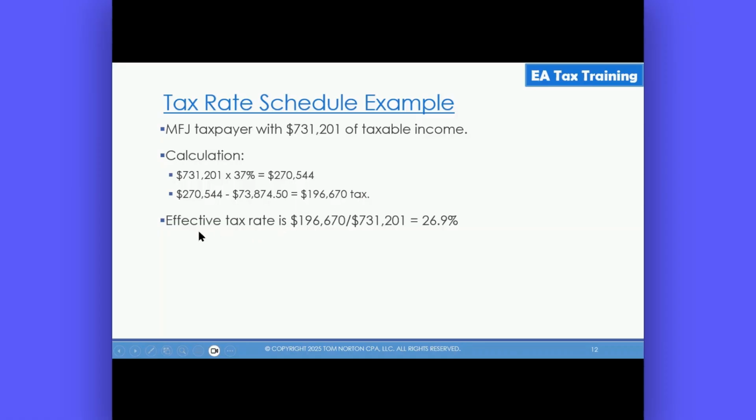We can then compute what we call their effective tax rate. So how much tax did they pay compared to their taxable income? You just divide one by the other. That is going to leave us with 26.9%. Again, if our client who misunderstands tax brackets was correct, this should be 37%, but it's not. It's closer to 27% because those lower amounts of income were taxed at lower tax brackets. So that is how that works.